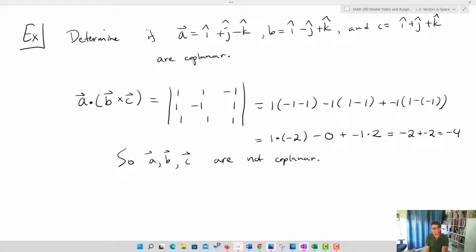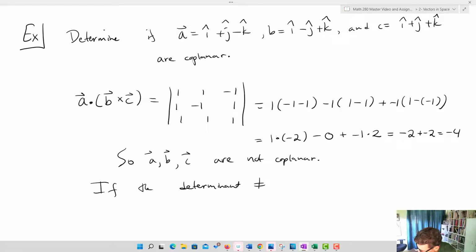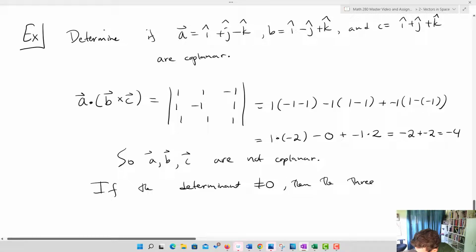Simple. You go out and find the determinant of those three vectors, and if the determinant does not equal 0, then the three vectors are not coplanar.